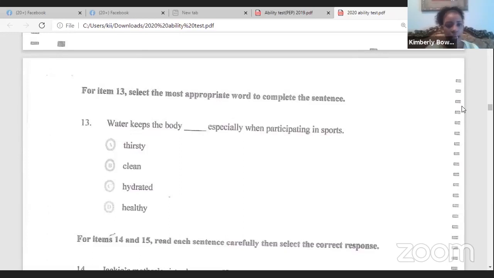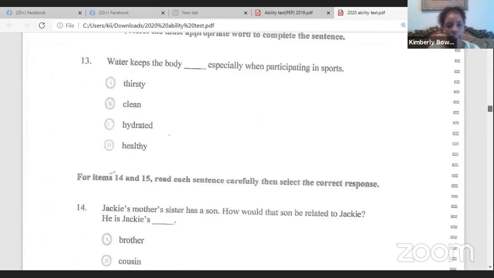Number 13 here has the same, select the most appropriate word to complete the sentence. However, there are not 3 sentences. There is only 1 sentence. So it is safe to say that choosing the most appropriate word to complete the sentence will come on the 2021 paper. However, the sentences might vary from 1 to 3 sentences. You might not have 3 sentences, but surely you will have 1 sentence.